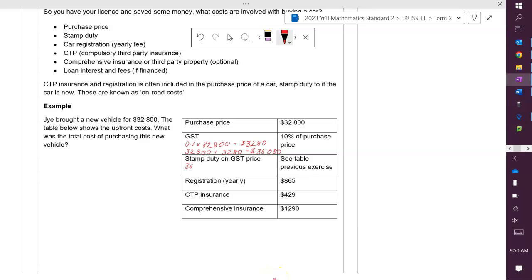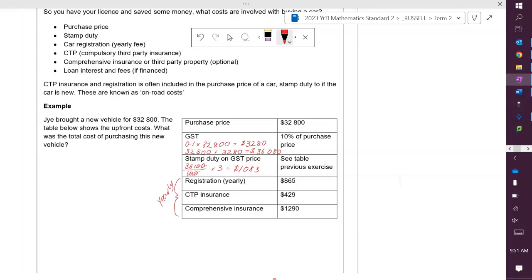Our stamp duty, so we've looked at this in our last lesson, but quickly what it is, it's going to be our 36,100 because I have to round up to the nearest 100, divided by 100 and times by 3. I don't have to add that $1,350 because I'm not over $45,000. So if I cancel off some zeros, I get 361 times 3, which is $1,083. The rest of these are paid yearly, so there'll only be one fee for those.